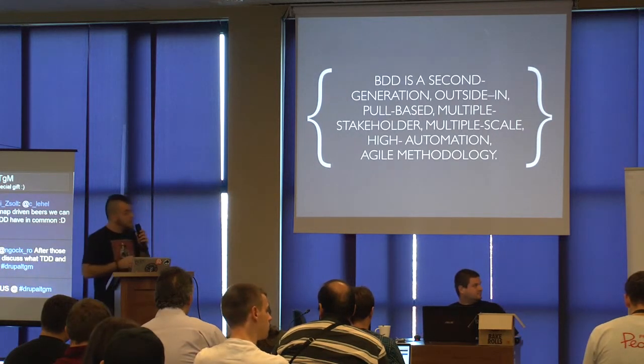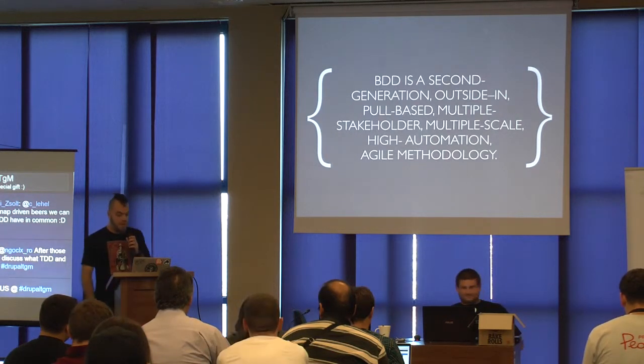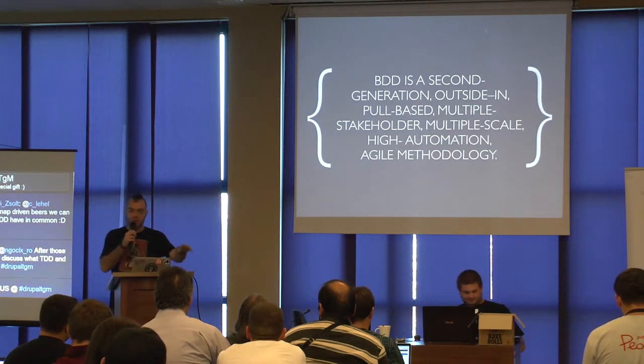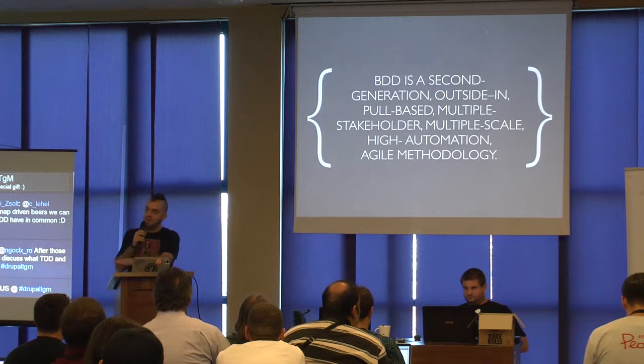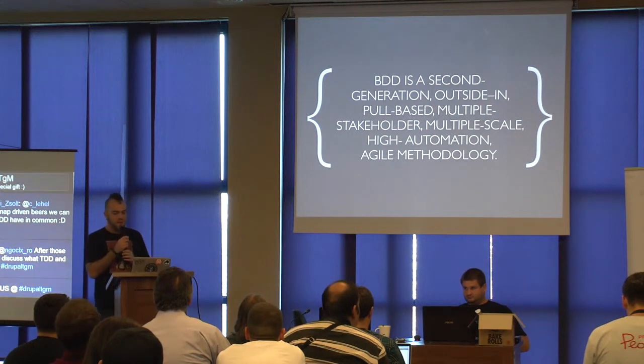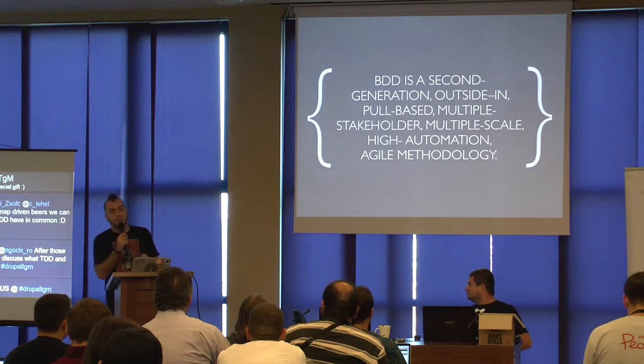It's pull-based because the way this works in an agile environment is you start with the whole general behavior and then you start pulling in small scenarios and small features and kind of going into a tree of features, issues, and all this kind of stuff. It's multiple stakeholder because suddenly the owners and the people interested in these tests are not just the programmer or the QA lead.